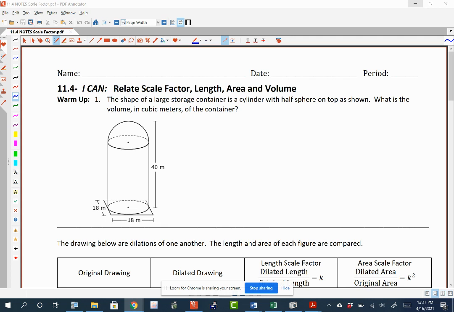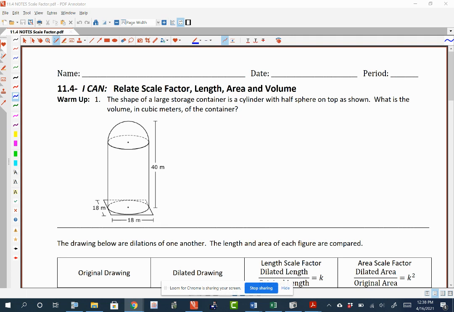And as I've suggested the last couple of sections, maybe you want to pause and try this first by yourself. This is another really good problem. It says the shape of a large storage container is a cylinder with half sphere on top. So we can see our picture, we see our cylinder, we see that half sphere on top. What is the volume in cubic meters of the container?